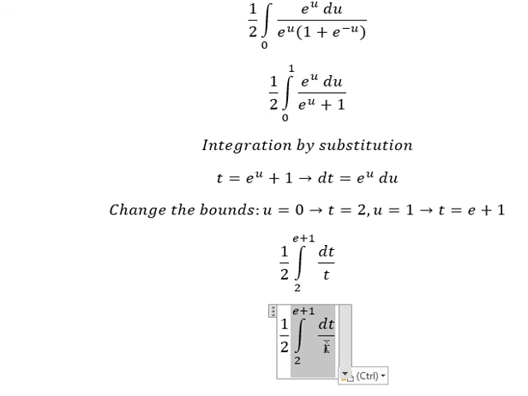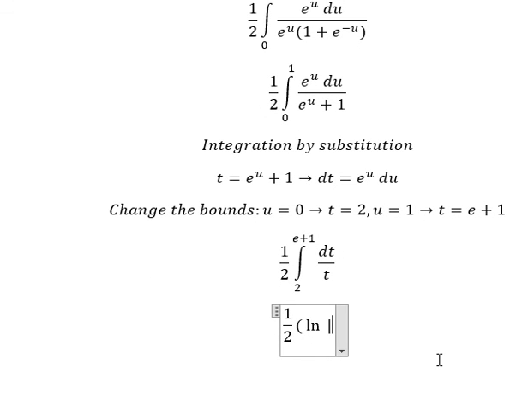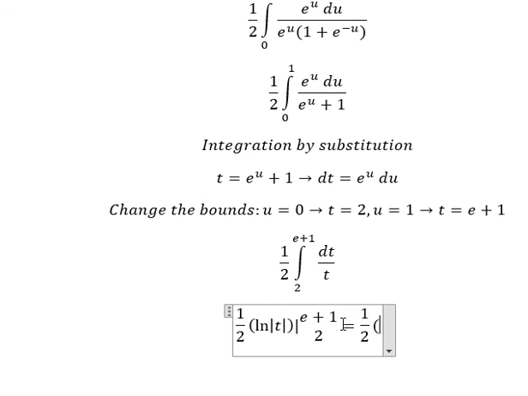The integration of this one, we have ln of the absolute value of t, and we put the bounds from number 2 to e plus 1. And now we have the final answer.